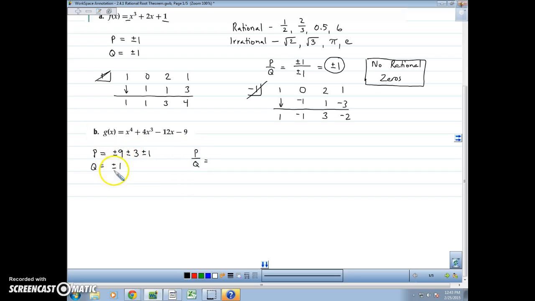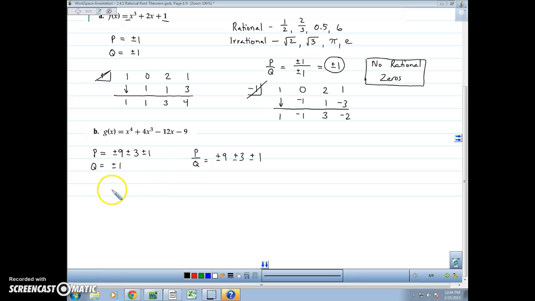Dividing each of these terms by positive or negative 1 is just going to leave it as positive or negative 9, positive or negative 3, positive or negative 1. So these are the terms that we're going to check in our synthetic division and hope that we get a 0 at the end.